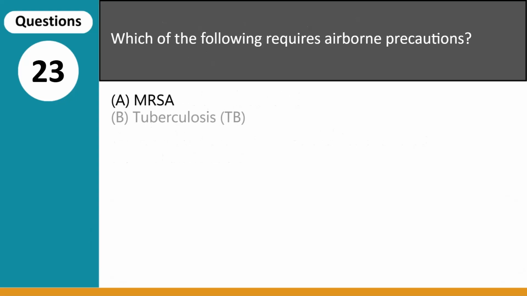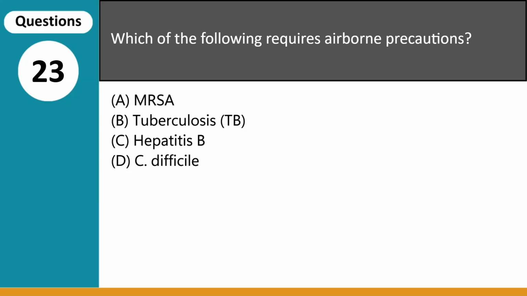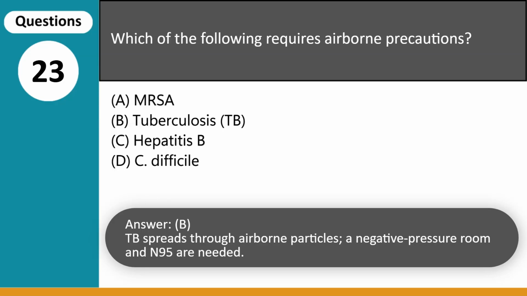Which of the following requires airborne precautions? A. MRSA. B. Tuberculosis, TB. C. Hepatitis B. D. C. difficile. Answer: B. TB spreads through airborne particles, a negative pressure room and N95 are needed.